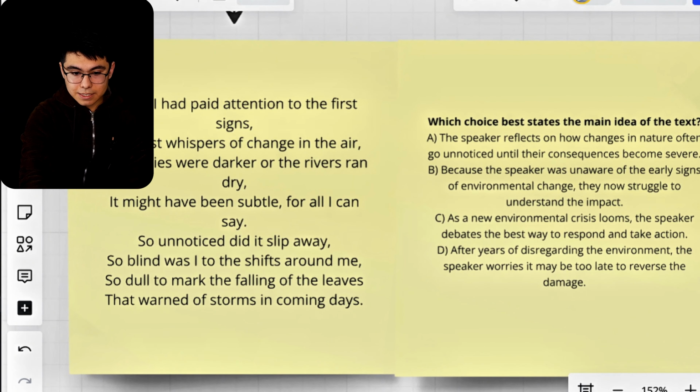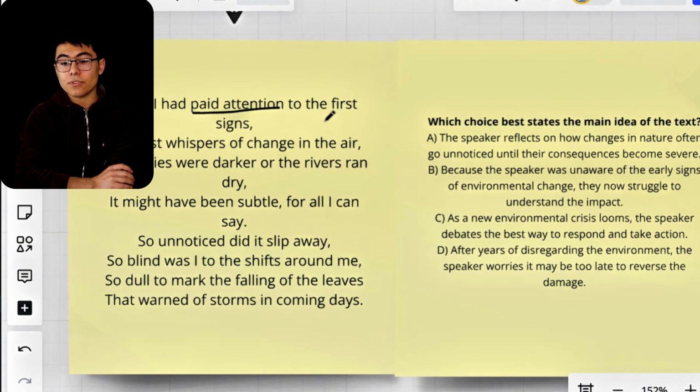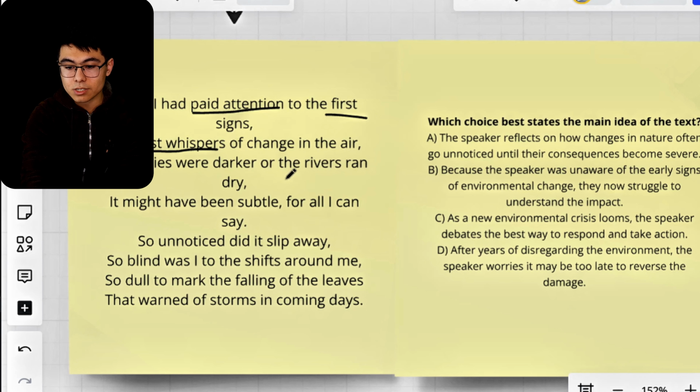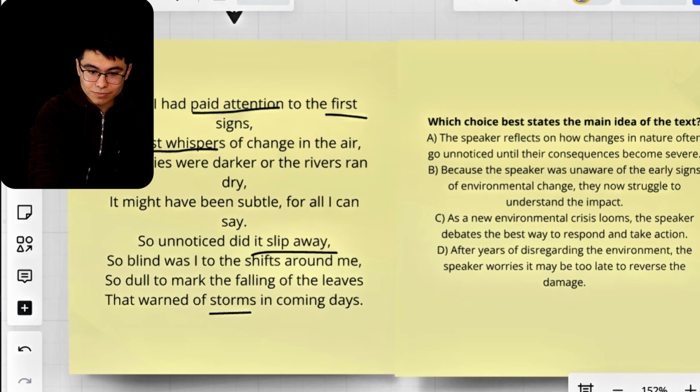So firstly, let's read the poem. I wish I had paid attention to the first signs, the first whispers of change in the air. If the skies were darker or the rivers ran dry, it might have been subtle for all I can say. So unnoticed did it slip away. So blind was I to the shifts around me, so dull to mark the falling of the leaves that warned of storms in coming days.